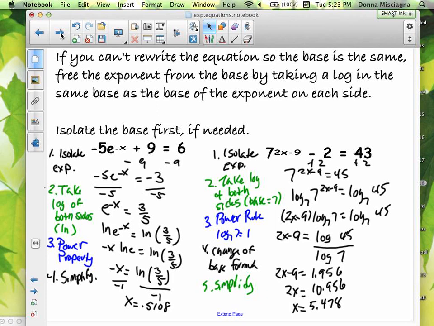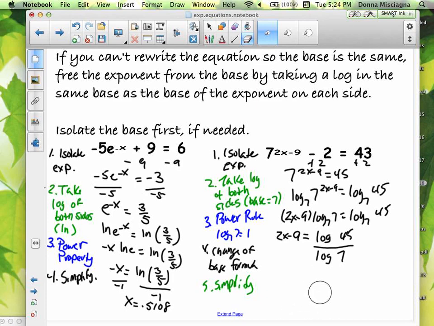So we have 2x minus 9 equals, I'm going to use my change of base formula, because it's in base 7 and not base 10 or natural log. So I have log 45 divided by log 7. And actually, I'm going to isolate this completely, even though I'm going to have to go grab a calculator, and then I'll plug the whole thing in, so you can see what the exact answer would look like in case you're asked for the exact answer.